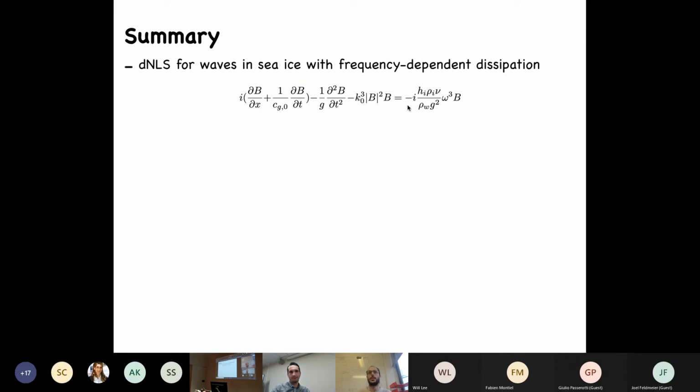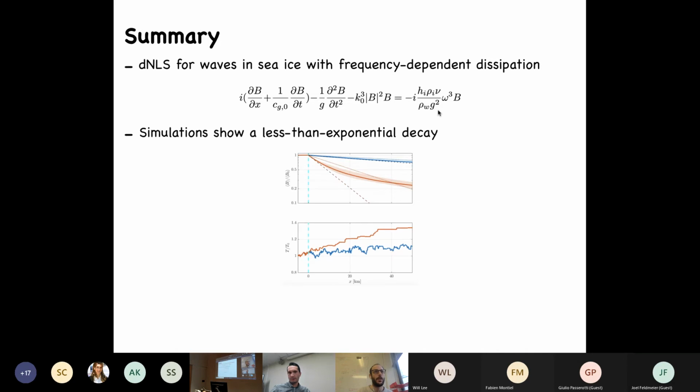So to summarize this talk, I introduced a dissipative nonlinear Schrödinger equation with a frequency-dependent dissipation, which comes from relevant and recent theory for sea ice dissipation. We ran some simulations using a Monte Carlo approach, and we show a less than exponential decay of the wave amplitude, and we explain why. And also we look at the sea ice dissipation, and we show that this dominates over wave nonlinearity. So it's unlikely that we have rogue waves deeper into the sea ice.